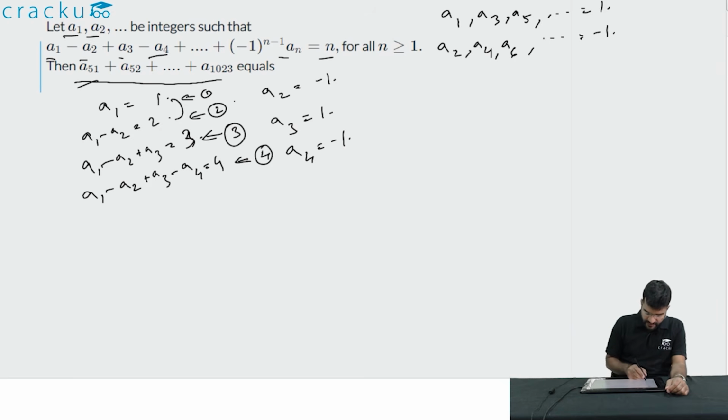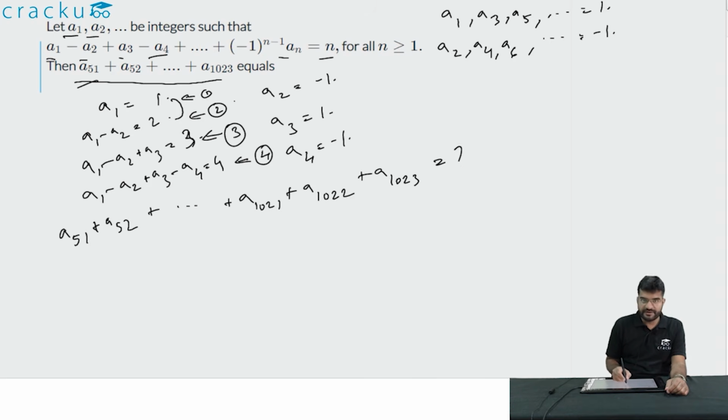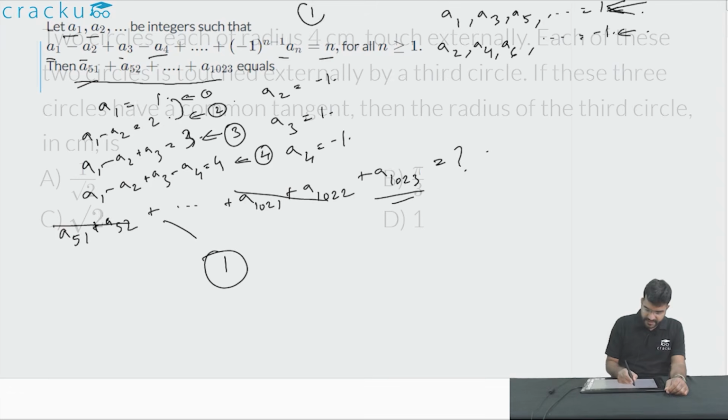Now you are required to find out the sum of a51 plus a52 plus dot dot dot plus a1021 plus a1022 plus a1023. This is equal to how much? Now a51 plus a52 will cancel each other because one of them will be 1 and the other one will be minus 1. Similarly, all the pairs of consecutive odd and even numbers will cancel each other. Similarly, a1021 plus a1022 will be equal to 0. So the final sum will equal that of a1023. And because 1023 is odd, it will equal 1. So the answer in this case is 1.